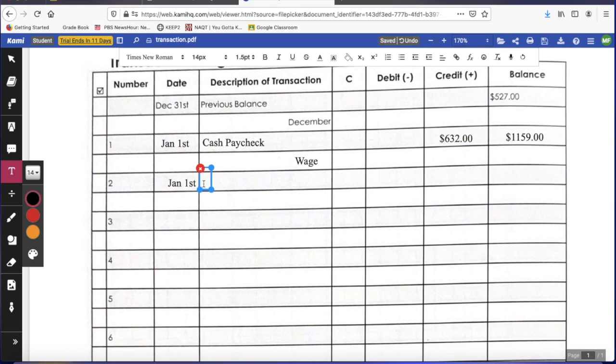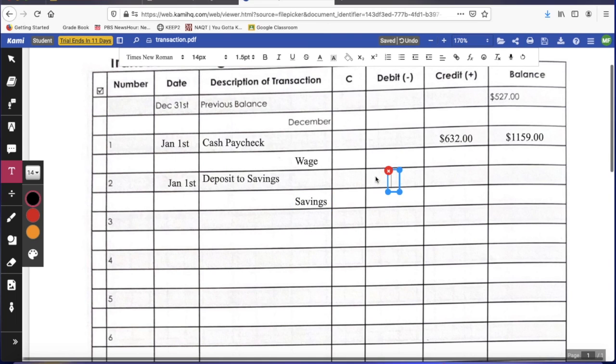You're going to describe what happens. So he's deposit to savings, and this is his savings account. Now you're taking it from his transaction ledger and you're going to move it over into your savings. So you're going to debit because it is not available to him. He's not making money from it. So you'll put $63 in your debit column.